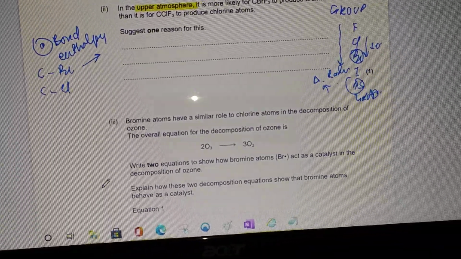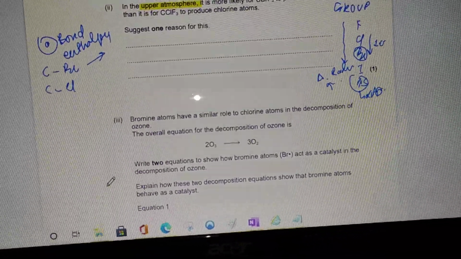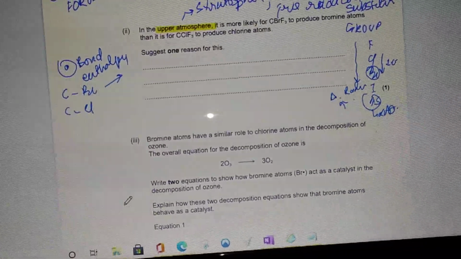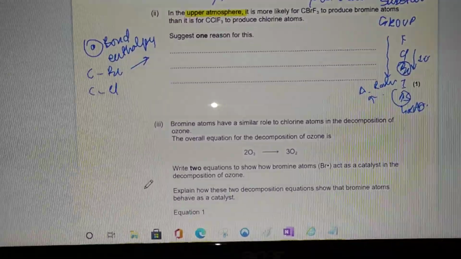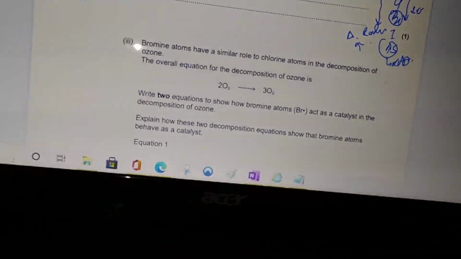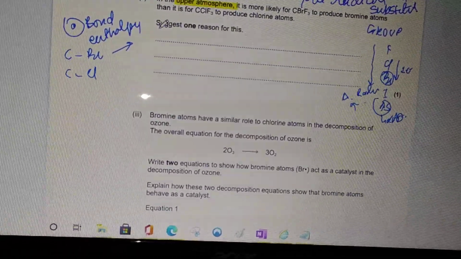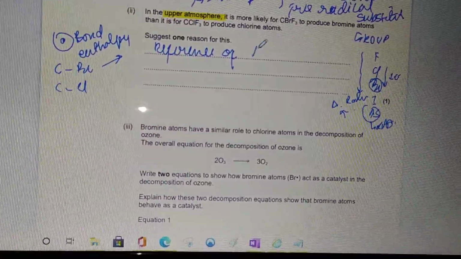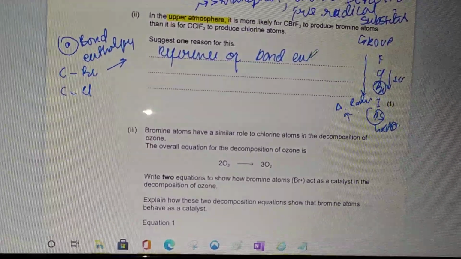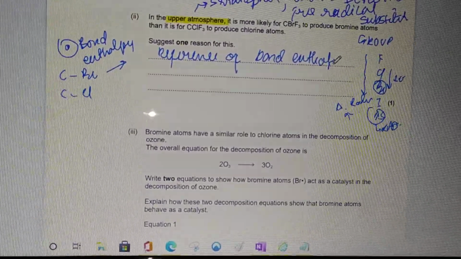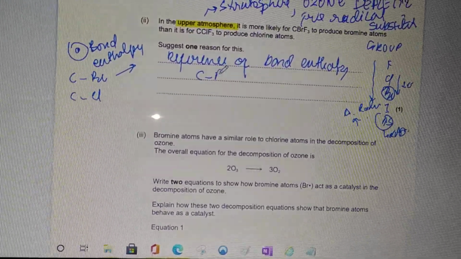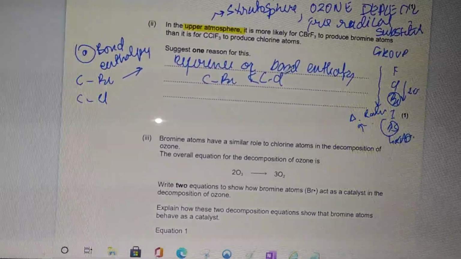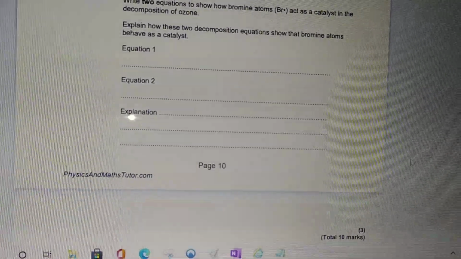Basically, maybe the UV frequency may be more favorable to the C-Br bond breakage rather than the C-Cl bond. So this would give you a mark, and this is for 1 mark. To get that nice mark, you just give reference to the bond enthalpy: again, that the C-Br has a lower bond enthalpy as compared to the C-Cl bond. That would give you a straight mark.